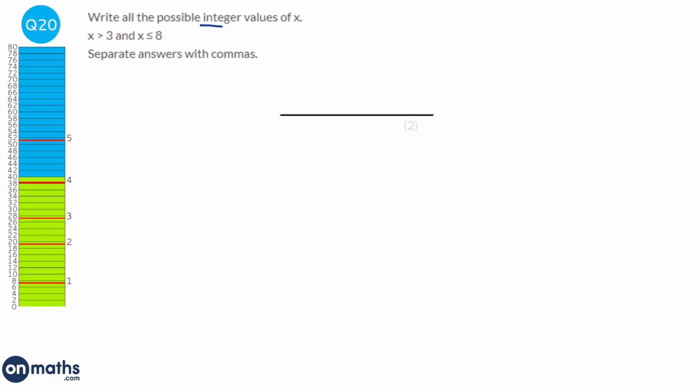Integer just means whole number, so we're looking for all the whole numbers that satisfy these two inequalities. Well, the first inequality says that it has to be greater than 3. So the smallest number that is greater than 3 is 4. The second inequality says it has to be less than or equal to 8. So I'm just going to keep going until I get to a number that is less than or equal to 8. It can't be 9 because 9 is not less than or equal to 8. So our answer is 4, 5, 6, 7 and 8.